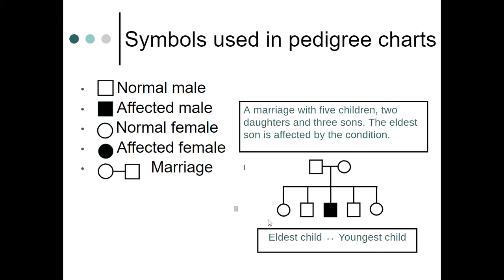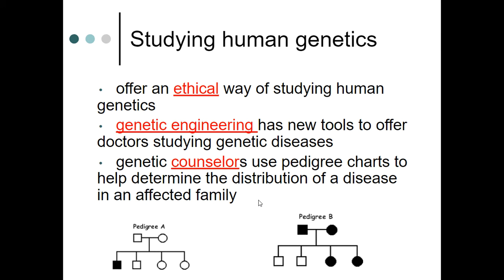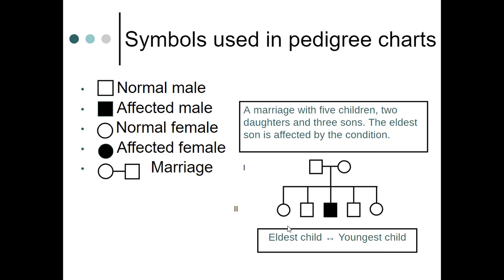Now, some basic things about the symbols. We have circles and squares. And the reason we're using these is because this is an ethical way of studying human genetics. We have a lot of people who sometimes will go to genetic engineers or genetic counseling engineers. And basically, these will be scientists who can help couples who have had trouble with diseases or different traits that may be lethal to their baby. And they can make sure that they have children without those lethal or deadly traits or diseases.